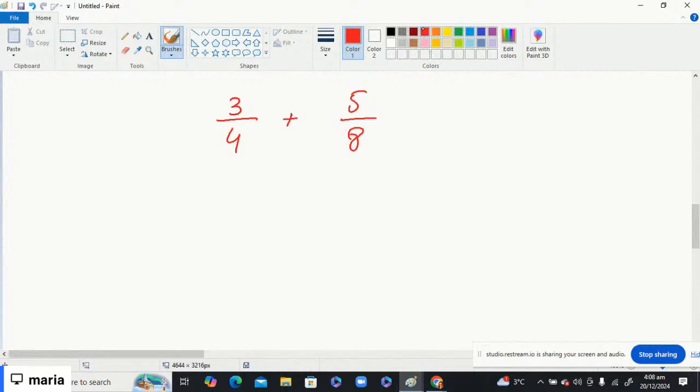Okay. So here 4 is less, 8 is greater. So we make this 4 equal to the 8. How does the 4 equal 8? 4 times which number is equal to 8? As we can see, we are going to multiply 4 with the 2. So it's 3 by 4. Now just putting the times 2 and times 2.